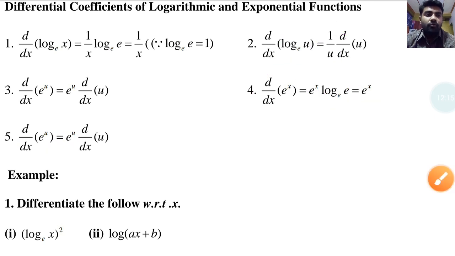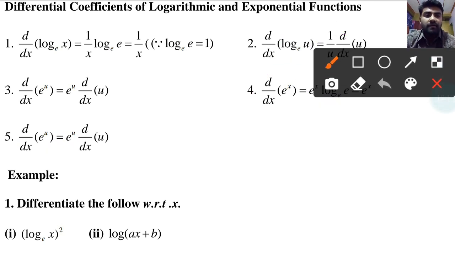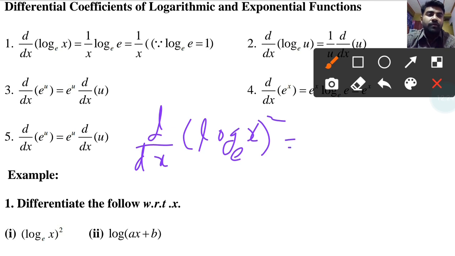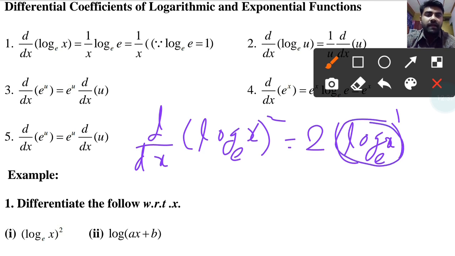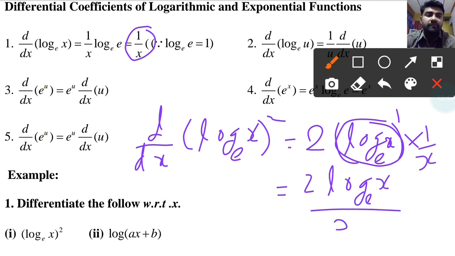So now exercise, d by dx of log x base e whole square. So for this, power ahead, power minus 1, so 1, and without that power, differentiation of that, so that is written here 1 upon x, so into 1 upon x, simple. So here the answer is 2 log x base e upon x. So that is the solution of the first equation.